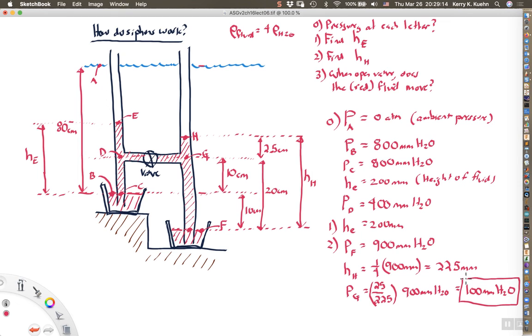Now, why is this relevant? We've just found the pressure at point G. So let me just highlight this. The pressure at point G is the pressure of 100 millimeters of water. What was the pressure at point D over here? The pressure at point D, well, we found that earlier, was 400 millimeters of water.